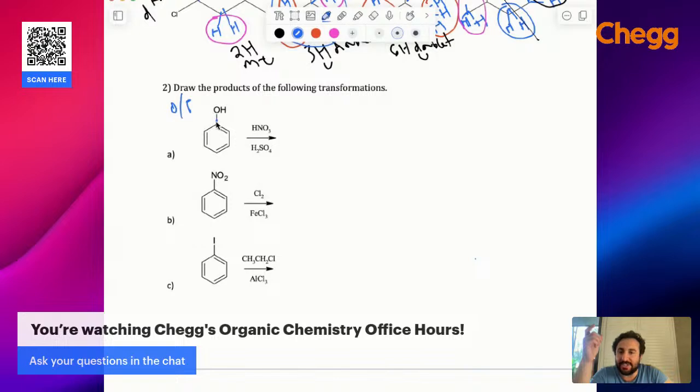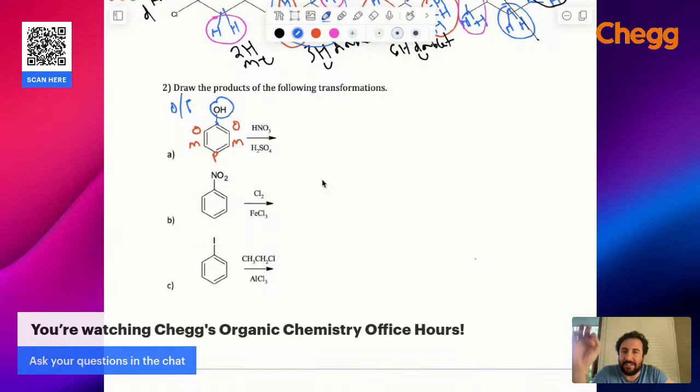So here, this is the ipso position. The ipso position is the carbon that bears the group in question. So the ipso position bears the hydroxyl. Adjacent to that is ortho. Let me do this in red. So this is the ortho position. This is the meta position. And this is the para position. So a hydroxyl group is an ortho-para director. It's going to direct any incoming electrophile to the ortho or para position.